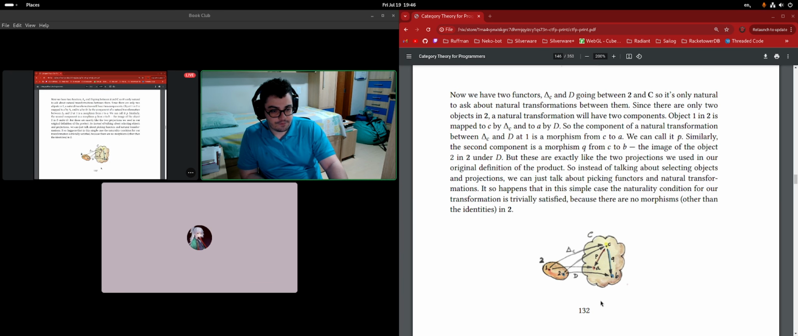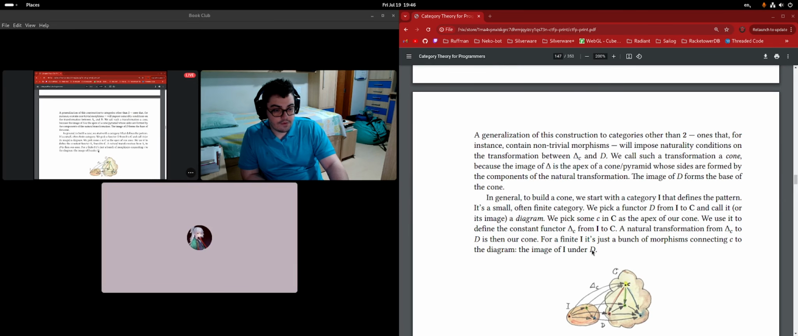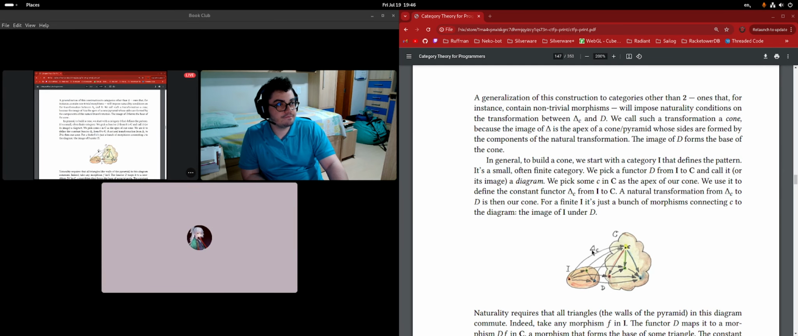And here's the drawing. So P and Q, they are being born by the natural transformations between this functor and this other functor: the functor going up, which is delta, and the functor going down, which is D. Yeah, that's very fine.